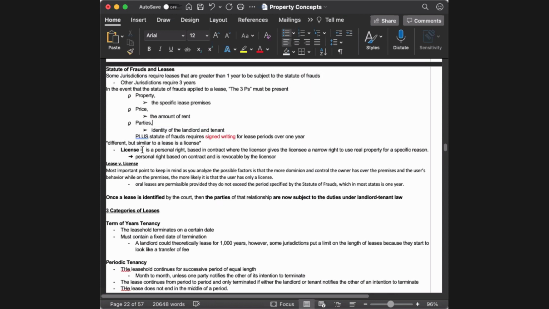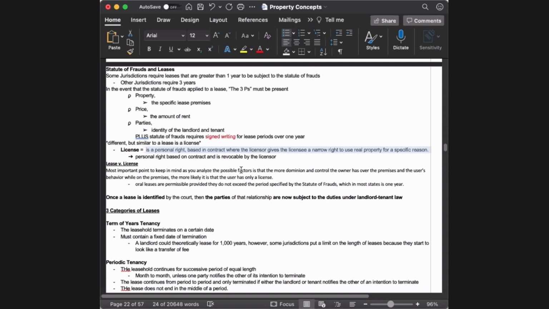So a license is, and we're going to contrast this with a lease in a second, a personal right based in contract where the licensor gives the licensee a narrow right to use real property for a specific reason. This is not a lease, and it doesn't need to meet the same lease requirements. If I'm not mistaken, you would say that the present possessory right is still in the landlord. There's just been a specific right given to some other individual or party to use the property in a specific way.